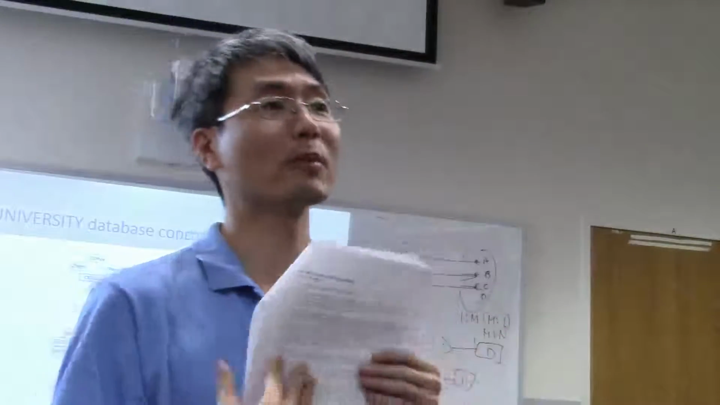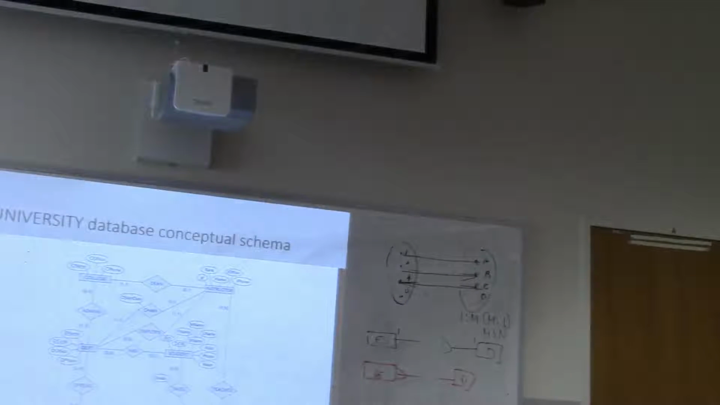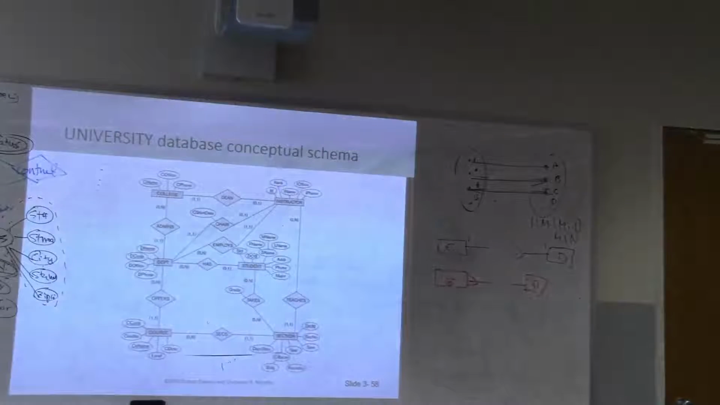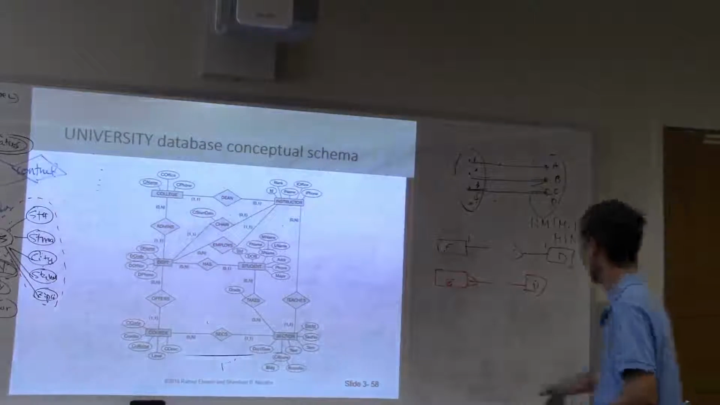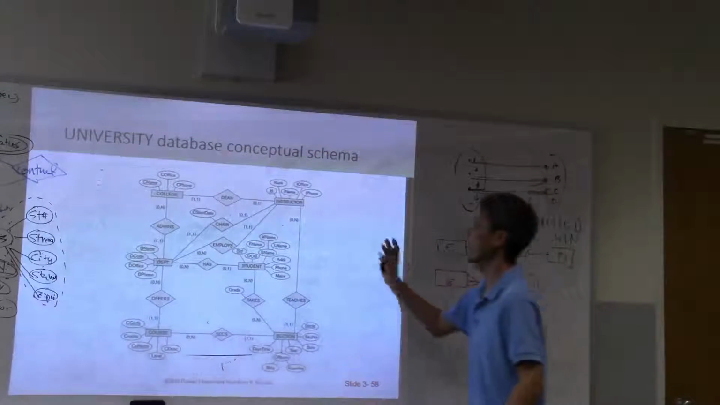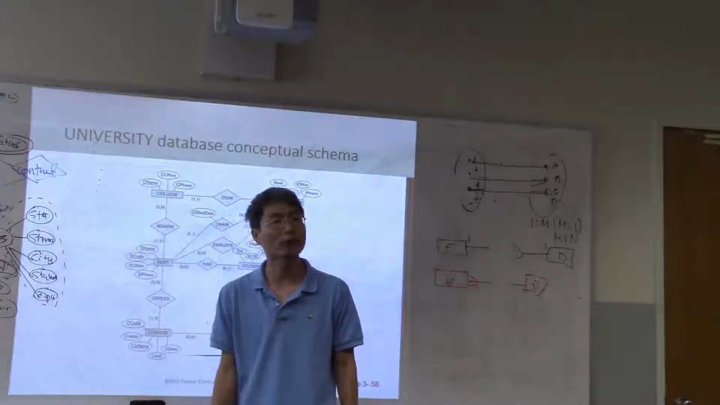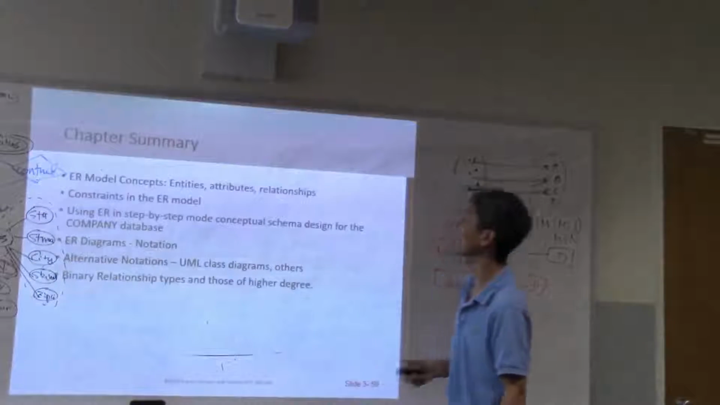There's another university database. This is not completed yet because we will have another event, so you don't have to worry about this one. So that's the first homework. You can use any notation. If you want to, you can use the UML notation. You can use the one-to-many with the double line or the min-max notation.